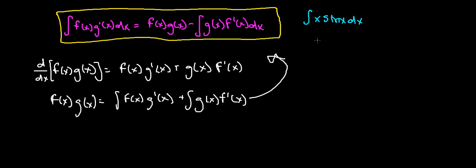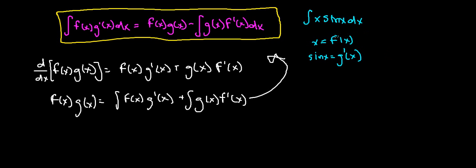Someone might say, well, I'll make x is equal to f of x and then sine of x equal to g of x. But this is not how this works. It needs to be g prime of x. So that way when I substitute these into the formula, I've got the integral of x sine of x. But I still need to calculate what g of x is.